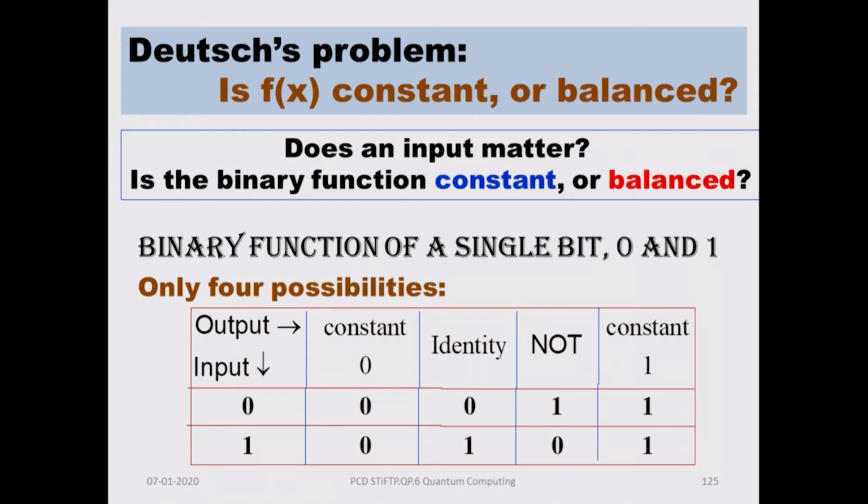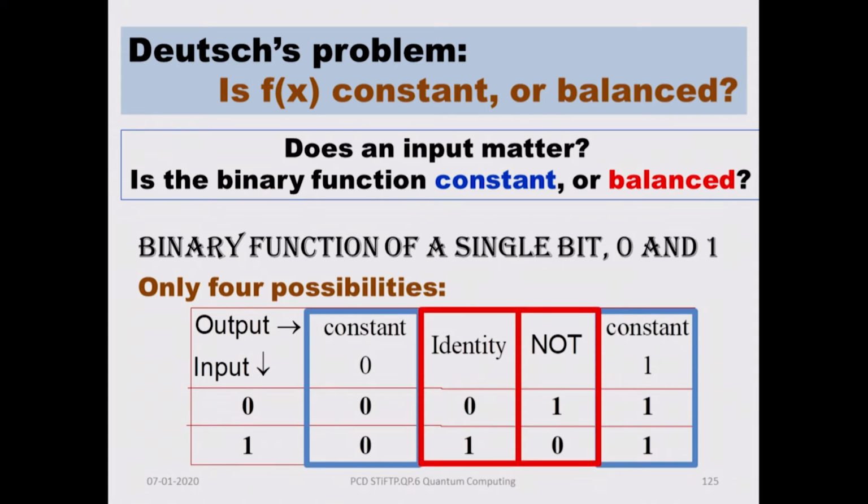So you can have either a constant output in these two cases, right, or in the other two cases you have an output which really depends on the input, and if it depends on the input, the function is called balanced. If it does not depend on the input, the function is called constant. So, the question that Deutsch is addressing is the function box, is it constant or balanced? So, do you understand the terms now? Constant or balanced.